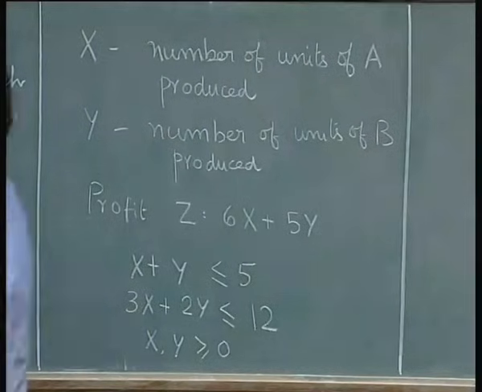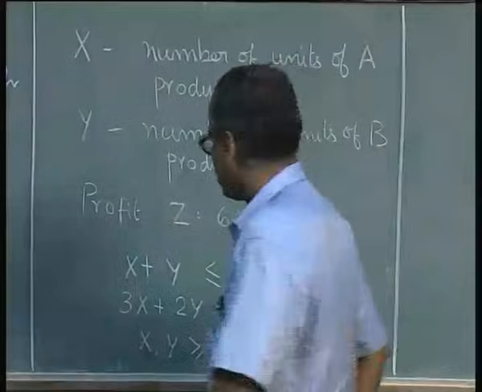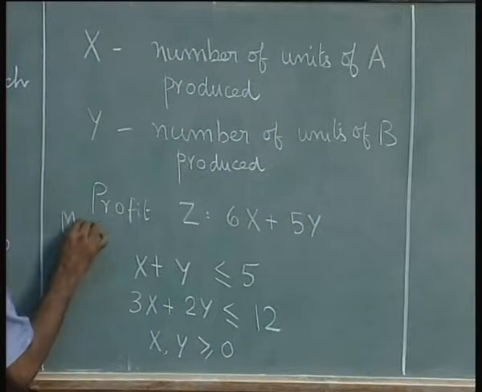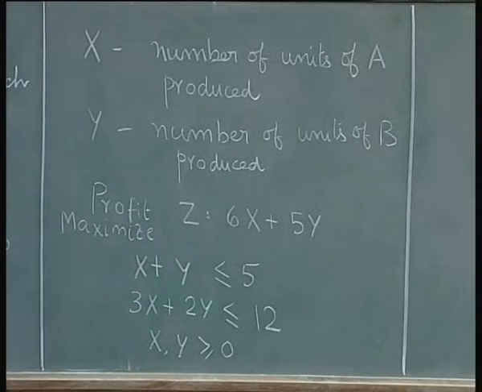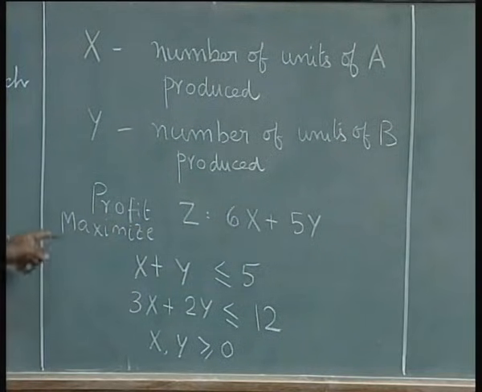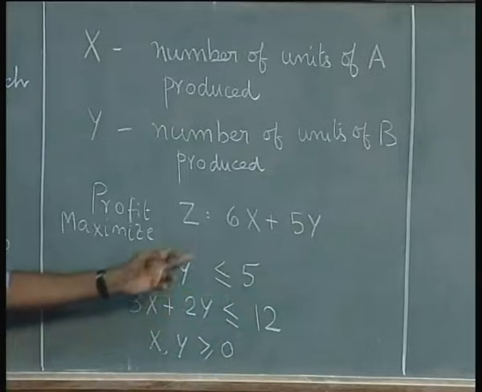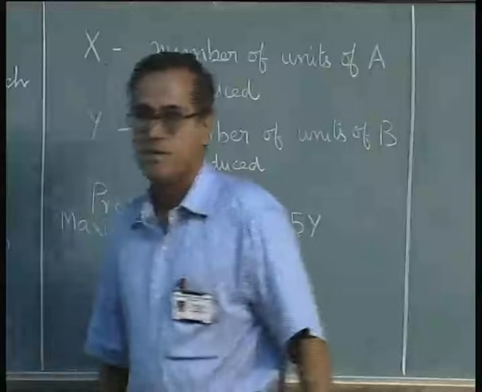Now, you can see this here in this PowerPoint slide. Since the person wants to maximize the profit, the profit function Z is to be maximized. So, the person would like to find X and Y in such a way that the function 6x plus 5y is maximized, and then x and y have to satisfy these conditions, x plus y less than or equal to 5 and 3x plus 2y less than or equal to 12, and explicitly stating that x and y have to be greater than or equal to 0, which is what is shown here.